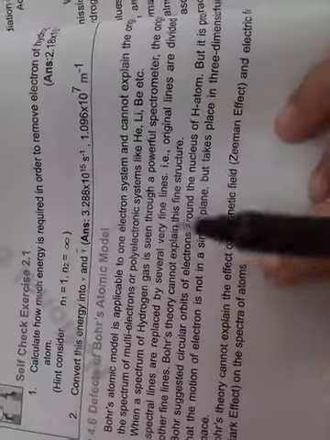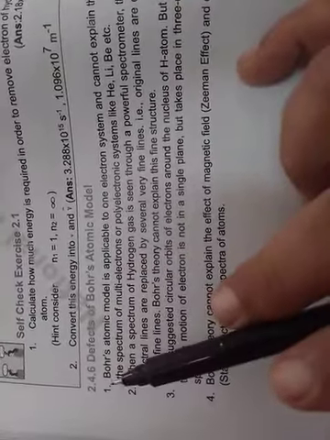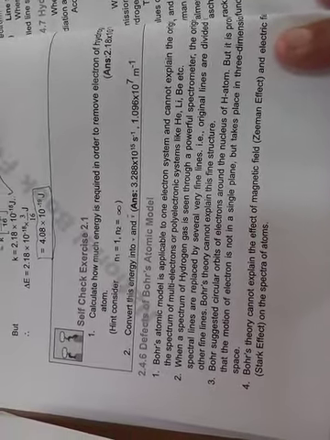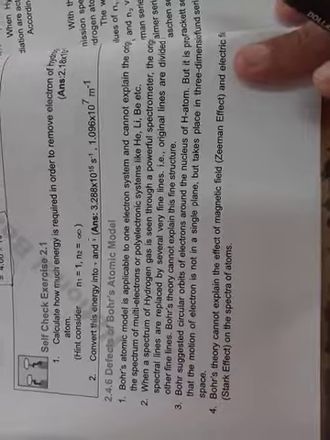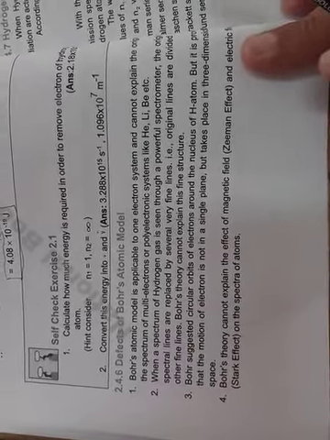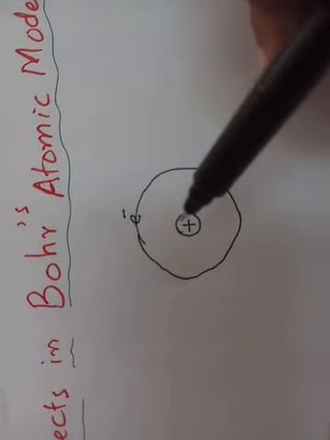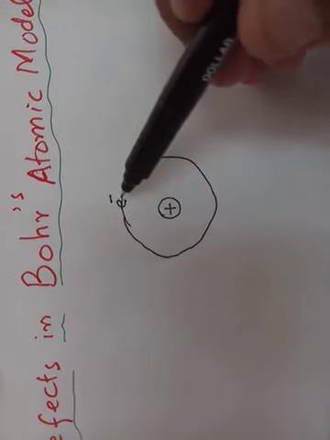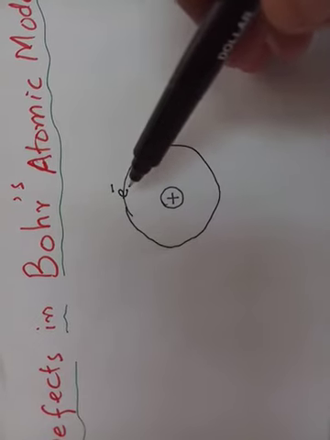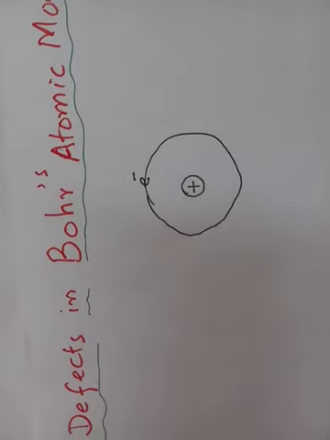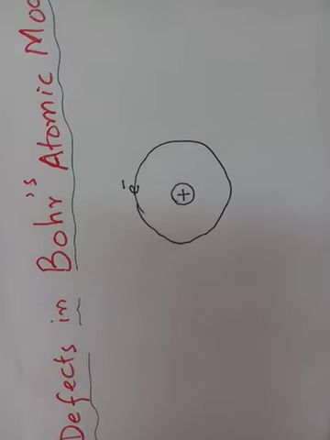If you are here, open your book and come to point number 1. They have mentioned that Bohr atomic model is applicable to one electron system and cannot explain the origin of spectral lines of multi-electron or poly-electron systems like He, Li, Be, etc. What does this mean? We know that Bohr atomic model is applicable to hydrogen atom only and hydrogen-like ions.